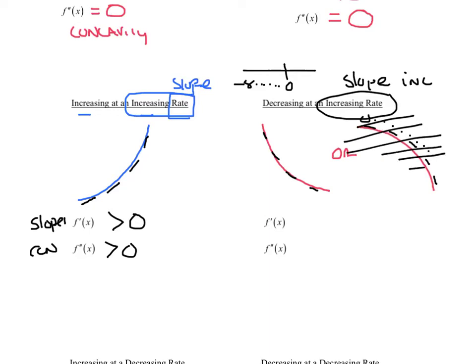So I'm going to scratch this one and say this is what my picture would look like. It's clearly decreasing and the slopes are getting bigger. So that tells me my first derivative is less than 0 because I'm talking about slope. And my second derivative is greater than 0 because I'm talking about concavity.